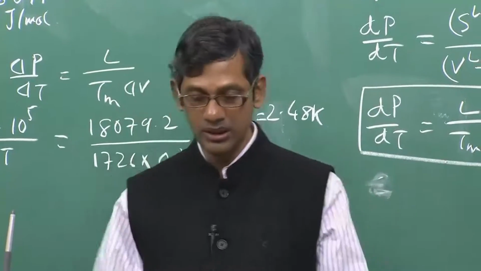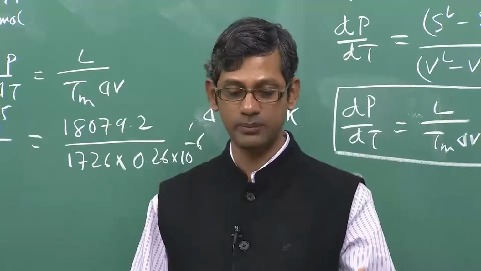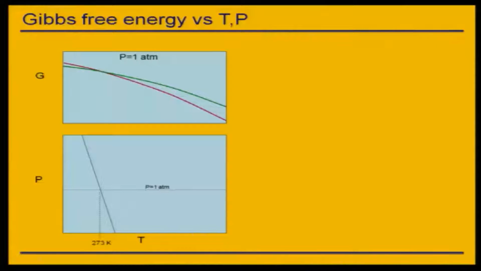Now let us move on and see the other parts of the diagram. This diagram tells you exactly what I have done for the solid and liquid. Now I do it for the liquid and vapor, and solid and vapor both. So I draw a green curve on the G versus temperature plot, corresponding to vapor.